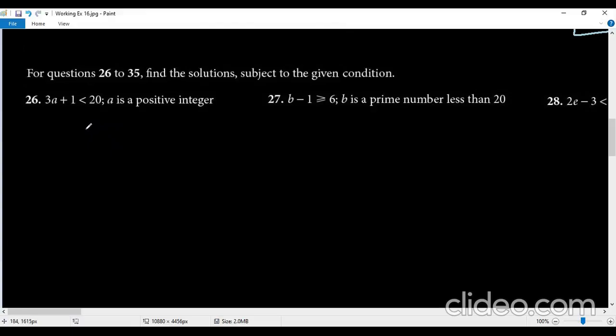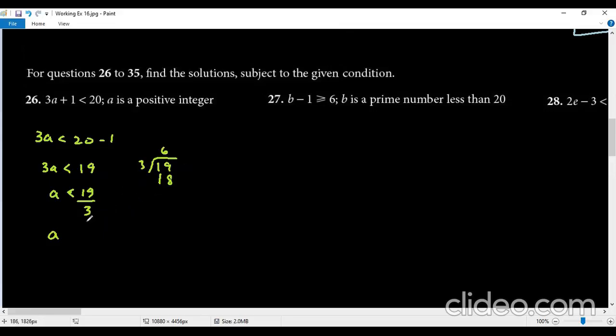When it comes to question number 26, it says find the solutions subject to the given condition. The given condition is that a is a positive integer. That means we are going to take 3a less than 20 minus 1. That means 3a is going to be less than 19. That means a is a number which is less than 19 divided by 3.